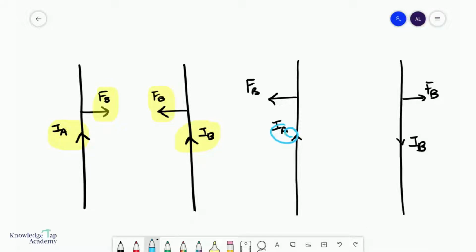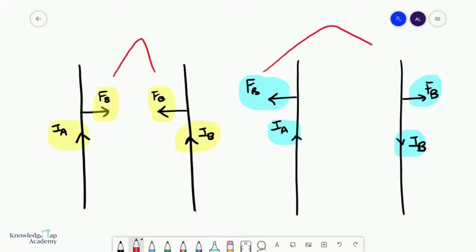But if the currents are in opposite directions, like what I'm going to highlight over here, then the force on the two wires will be repulsive in nature. But what we have to be aware of is that in either case, the two forces have the same magnitude but are in opposite directions, and hence they form action-reaction pairs. And so some people call that an N3L pair.